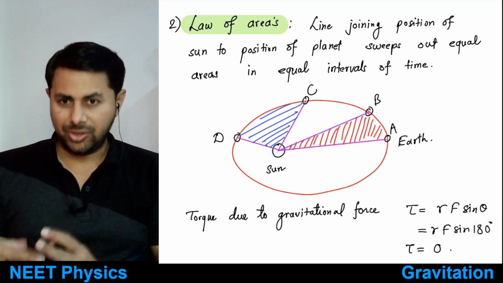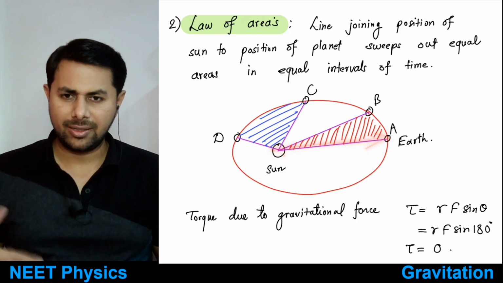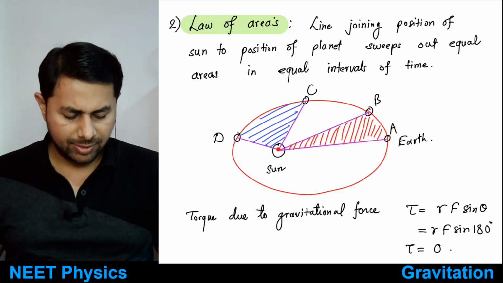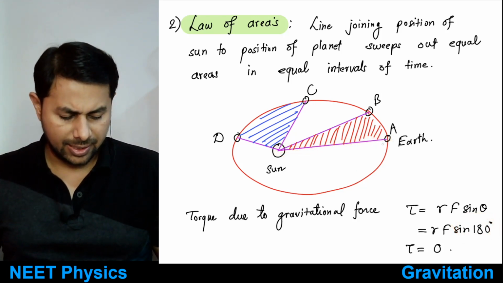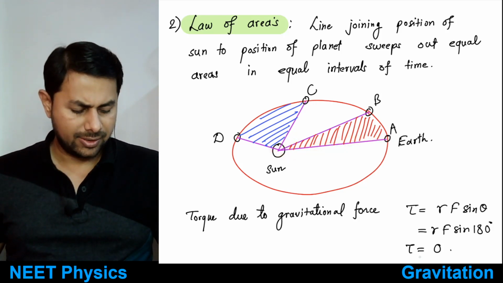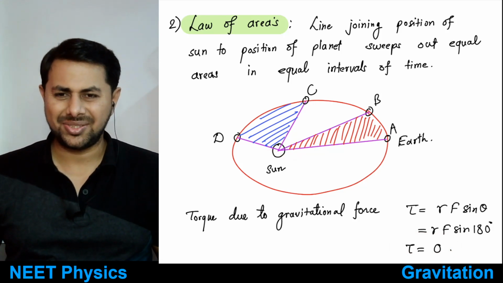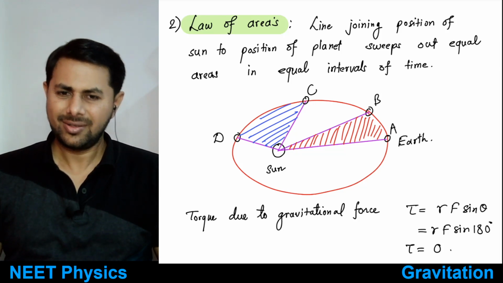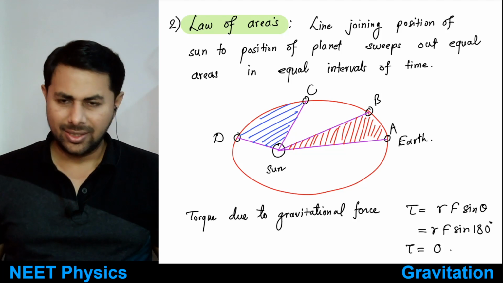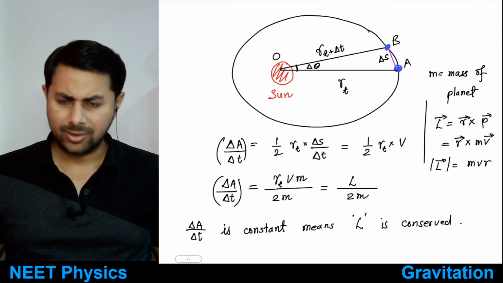If you think the position of the sun is the origin, the position of the planet is given by this position vector r bar. Then you have r times f multiplied by sine of 180 degrees, because r bar is directed like this and f bar is directed like this. So this torque would be equal to 0. If torque is equal to 0, something is conserved. What thing is conserved? We just saw in the last chapter. Yes, angular momentum is conserved, right? So this law of areas will turn out to be the law of conservation of angular momentum. Let's see that.